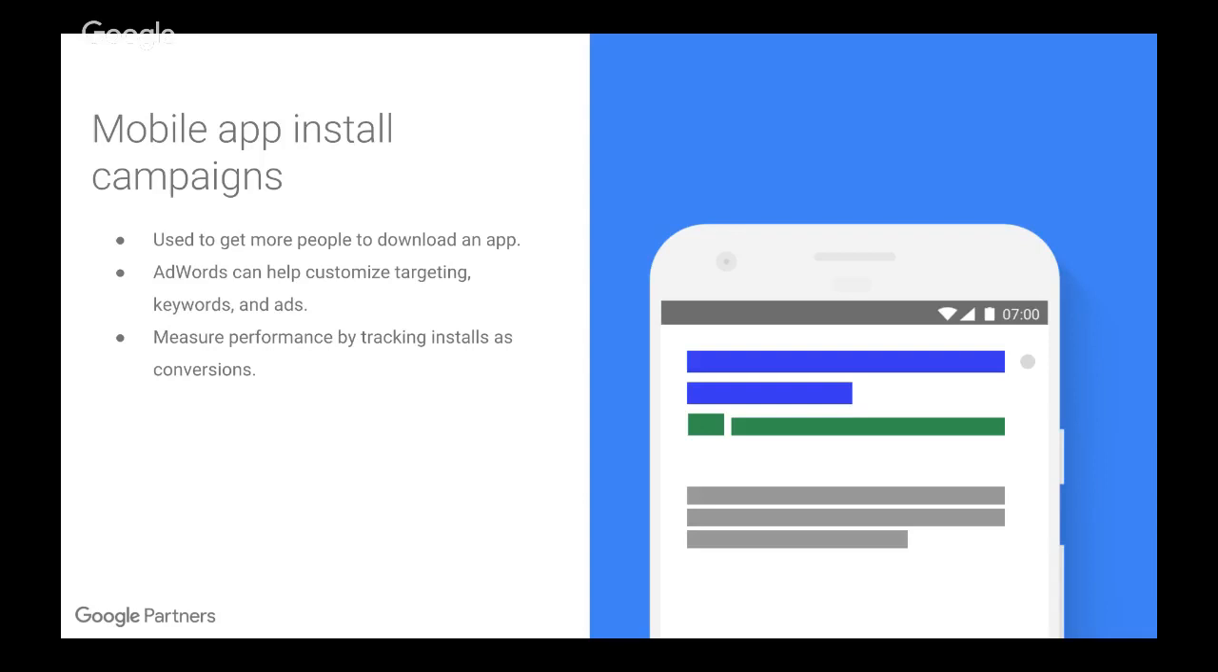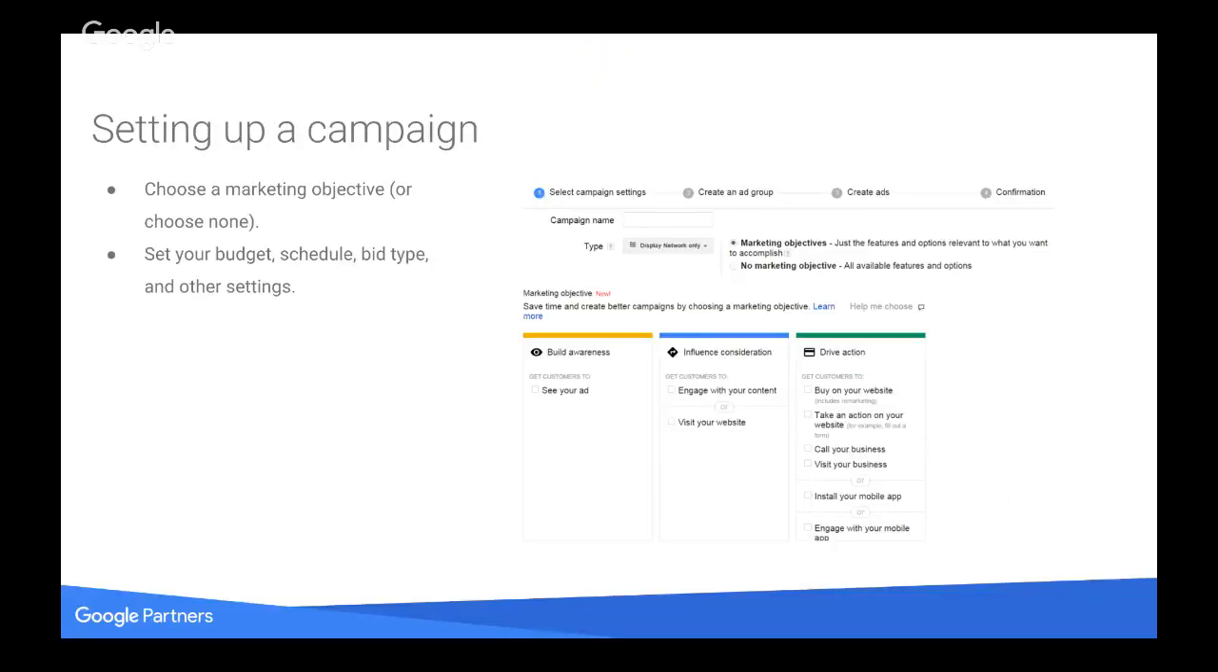You also have mobile app install campaigns, which, as the name suggests, is again to get people to install your mobile app. AdWords can help customize your targeting, your keywords, and even your ads. And then you can measure how good this campaign is doing for you by measuring installs as conversions. So you need a little piece of code that you can install on your app. And then AdWords can track how many conversions you're getting out of the app install campaign and attribute it back onto the campaign on your dashboard. So that's also a very interesting campaign to use, especially if you're a largely mobile app business.